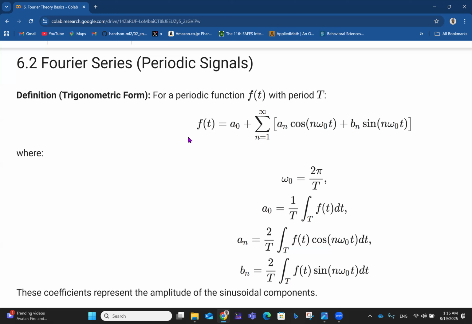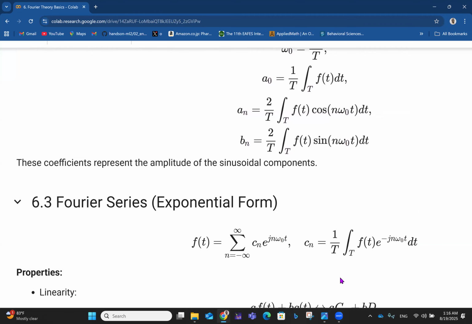So you see, you transform a function in the time domain, f of t, into sinusoids, into cosines and sines, and that's talking about frequency. So you can see some kind of modulations and all of that. These coefficients represent the amplitude of the sinusoidal components. So for instance, an is the amplitude of the cos component, while bn is the amplitude of the sine component. That is what that is about. Okay, so that's talking about periodic signals.